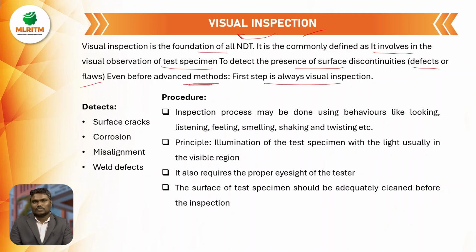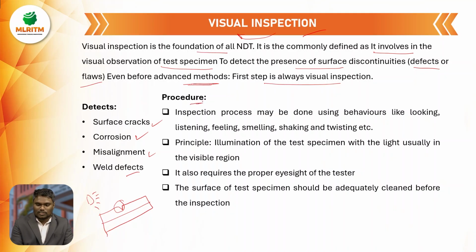Some of the defects which can be detected in visual inspection are, first, surface cracks. Surface cracks can be easily found. For example, if there is a crack in a material, it can be found directly with the human eye, the naked eye. Then also corrosion of the material, and misalignment whenever there is an assembly, can easily be detected by visual inspection only. And some welding defects can also be easily detected by our naked eye. That comes under visual inspection.